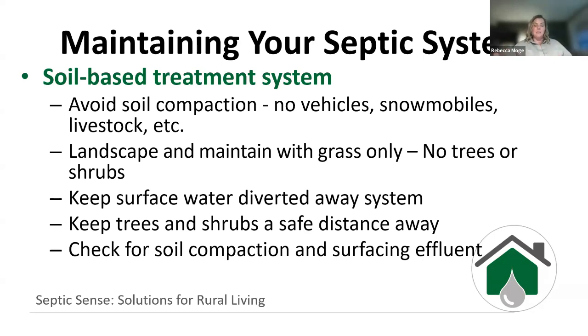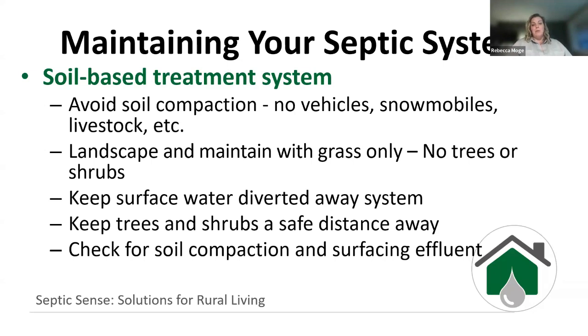So how do we maintain the soil-based component of it? Again, we want to avoid compaction. So no vehicles, no parking, no livestock. We don't want to have our septic system in the corral with our horses, which maybe sounds crazy, but it happens quite a lot. Our landscape, we want to maintain it with grass only. We don't want to be planting trees or shrubs on our mound or anything like that. And again, keeping the surface water diverted away from the system, so our downspouts, things like that.